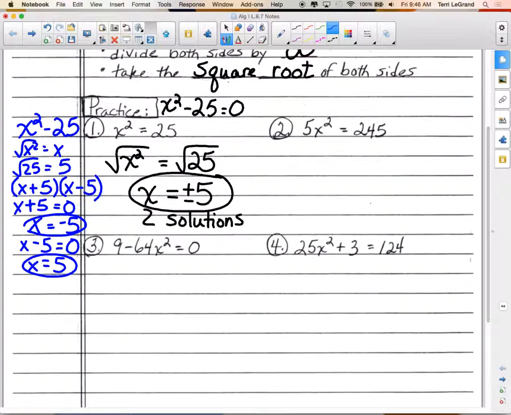Yes? Will it be like that most of the time, a negative and a positive? Yeah, it will. Okay. Any other questions?